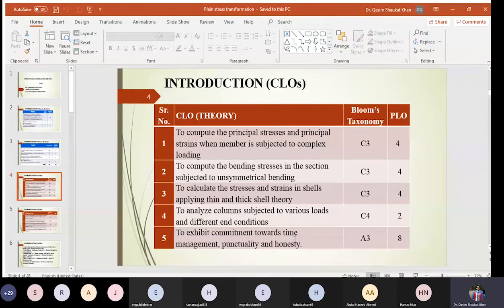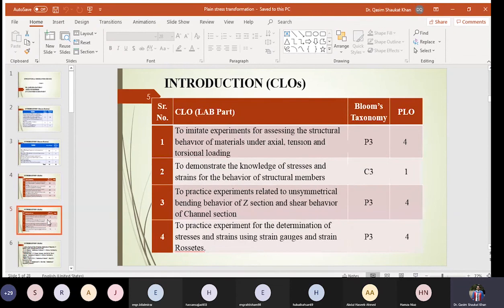We will also give you some assignments. And you will do those assignments within the prescribed time, and you will return those assignments. Then these are the CLOs related to the lab part. I think we have covered, or you can say discussed these CLOs in our lab. If we have not discussed, we can discuss it in the lab.